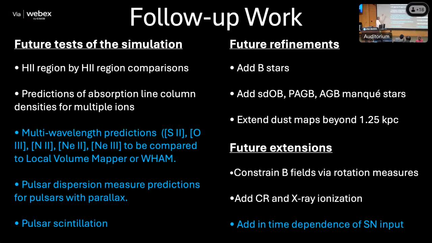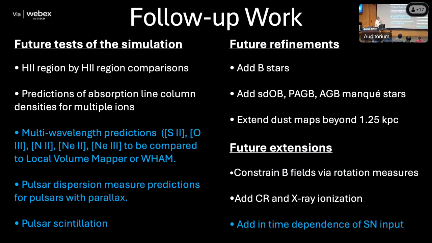So some other tests of the simulations: we can look at H2 region by H2 region comparison. We can predict absorption line columns because we now know the ionization fractions of multiple ions at every position in space out to a kiloparsec. We can do multi-wavelength predictions of optical emission lines. I'm also actively working on pulsar dispersion measures. We will need to add the other sources of ionization and ideally extend the dust maps further.